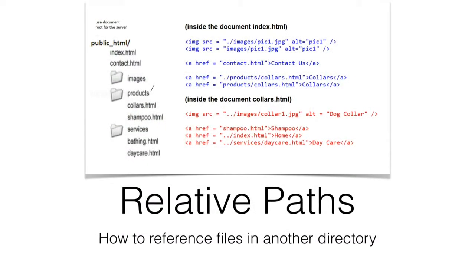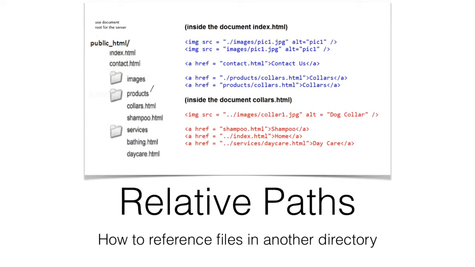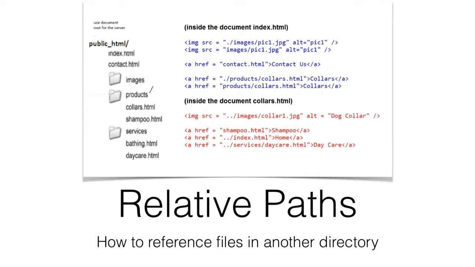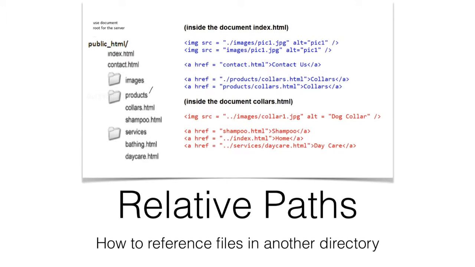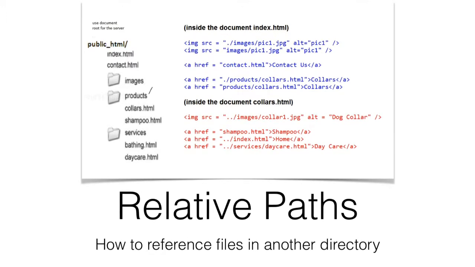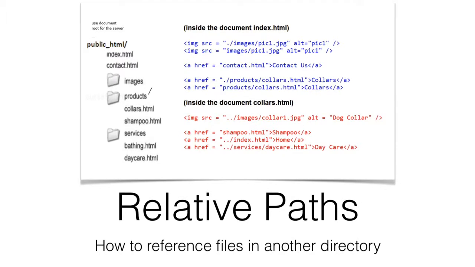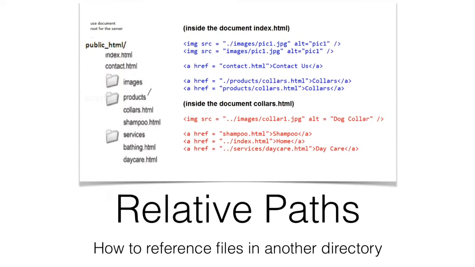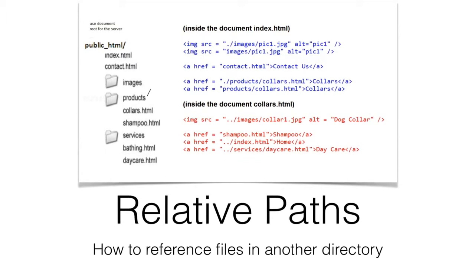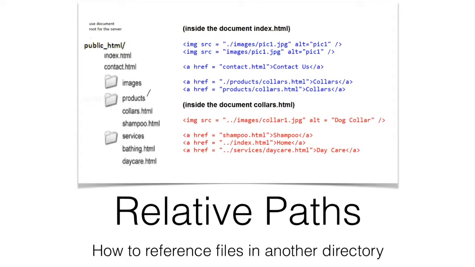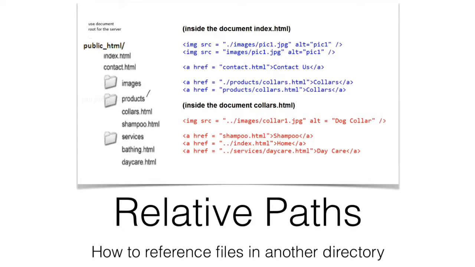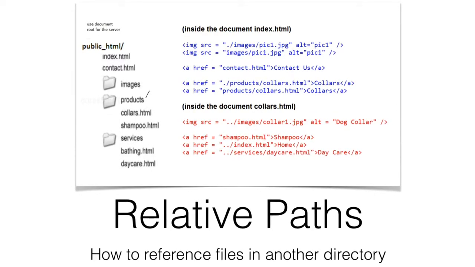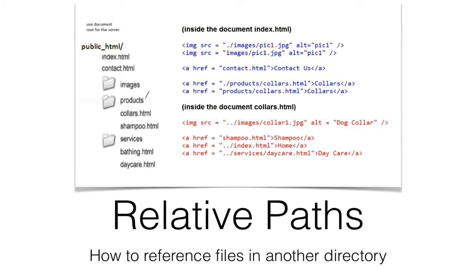You'll want to have your board notes for Chapter 7 handy as we start looking at this. First thing I want you to notice is on the left-hand side of this graphic, we've got the diagram that indicates the directory structure of a particular website that we're going to look at in this example. You'll notice we have an index.html and contact.html in the document root, along with three directories: a directory for images, a directory for products, and a directory for services.